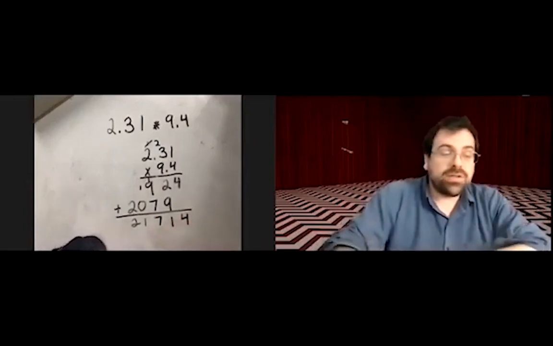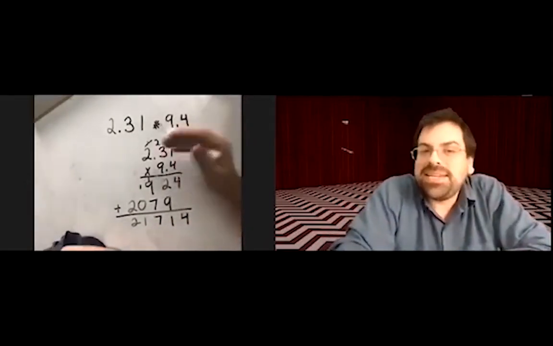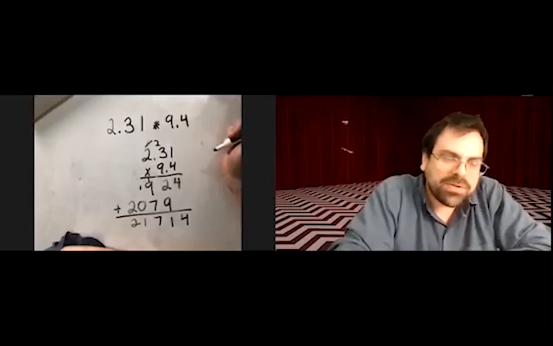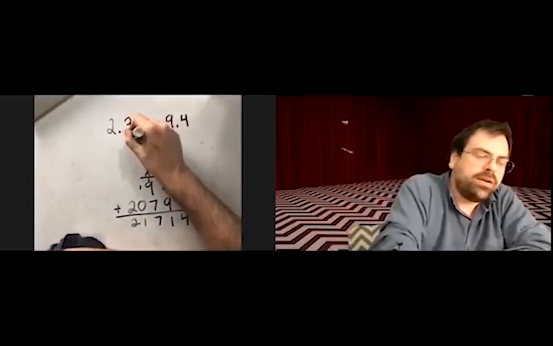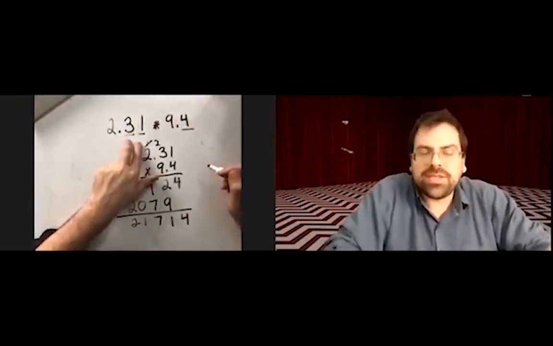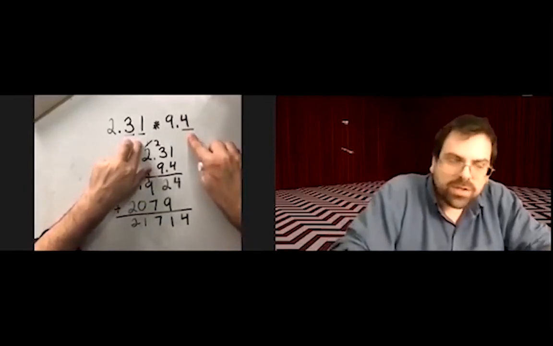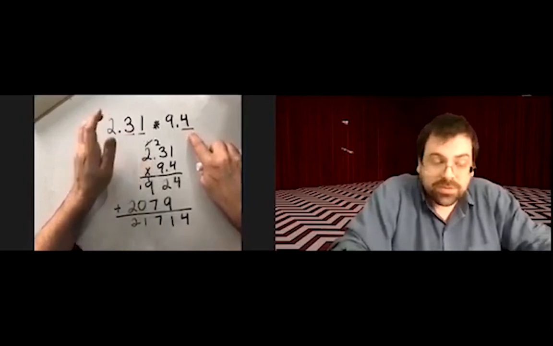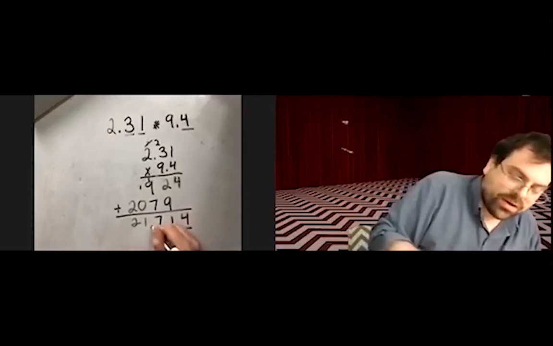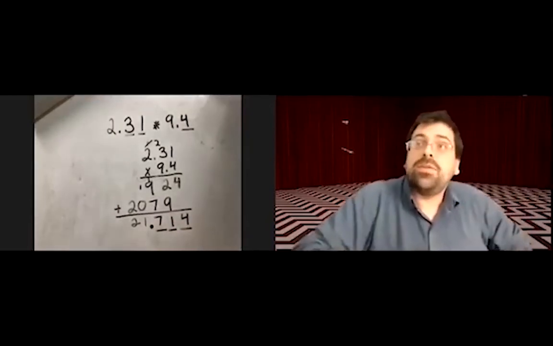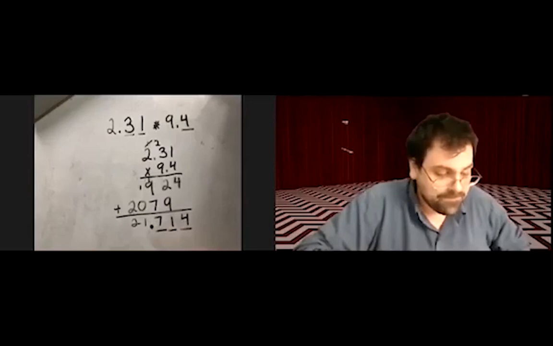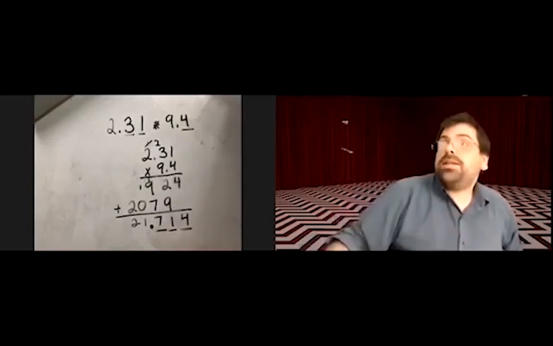Here's how we find where it goes. How many places after the decimal points did we have in the original problem with both numbers? 1, 2, 3. There were 2 after with this one. There was 1 after with this one. 2 plus 1 is 3. So the answer needs to have 1, 2, 3. Sure enough, that decimal point does go there. And the answer is 21.714. Let's do another.